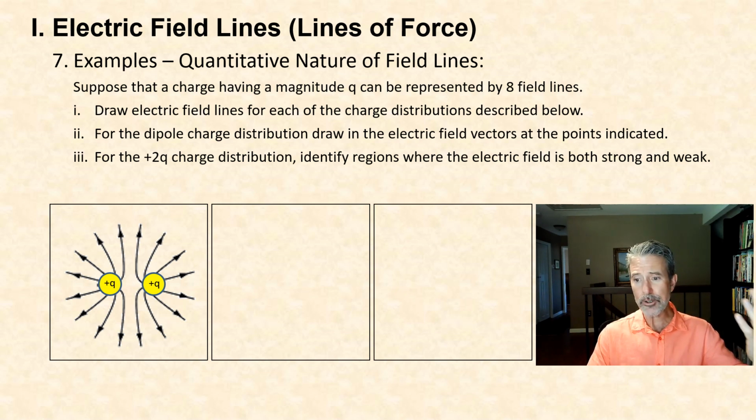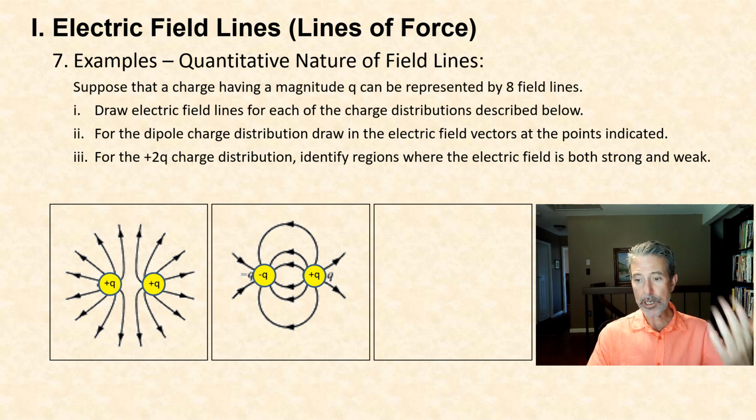If we now take a look at what we would call the electric dipole, a very important charge configuration, this consists of 2 equal but opposite charges separated by a small distance. So once again, a charge q represented by 8 field lines. 8 field lines must leave the positive charge, but for a charge -q, 8 field lines must enter it. Okay, we can represent the electric field line model as such.